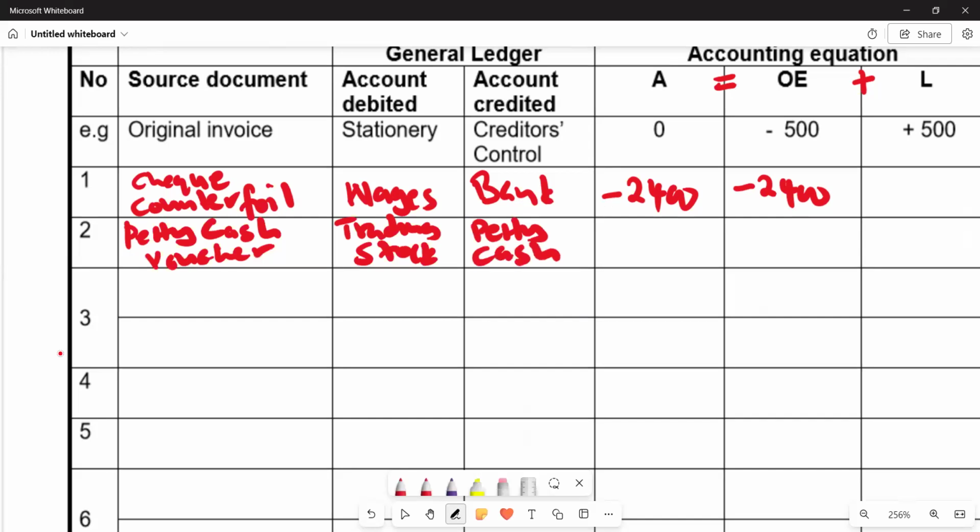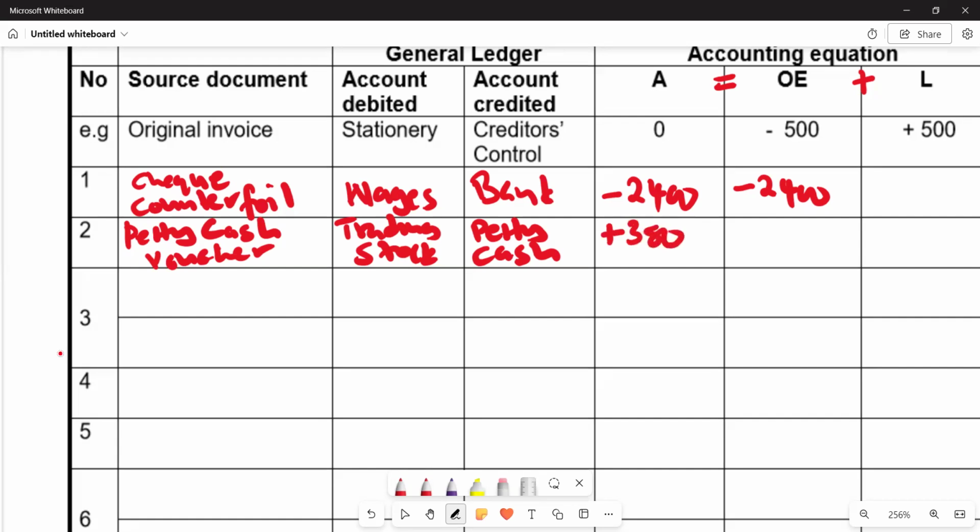And then the effect on the accounting equation now, let's start with trading stock. Trading stock is an asset, so it's going to have an effect on assets. And then we are debiting it. Whenever you debit an asset, it's a plus. So we're going to have a plus. The amount that we have is 380.